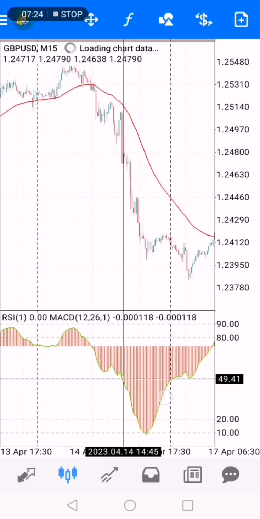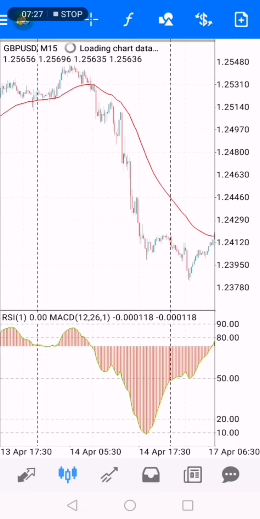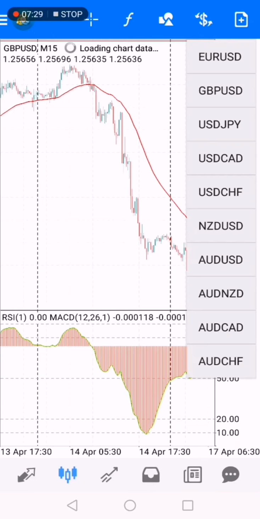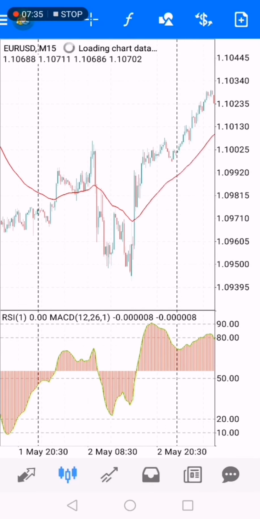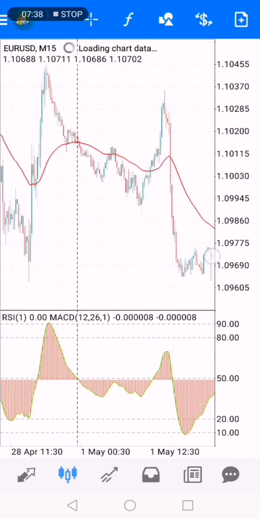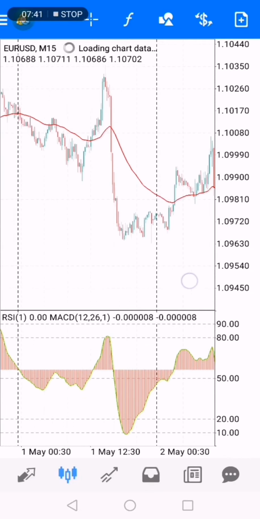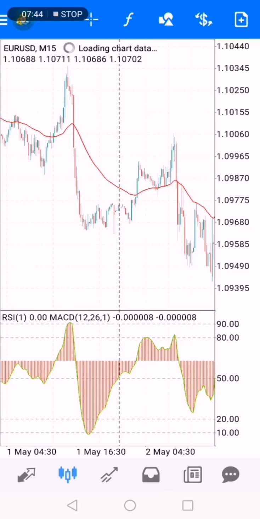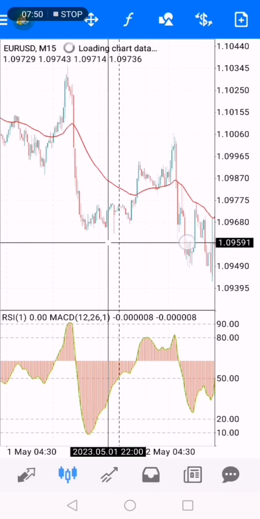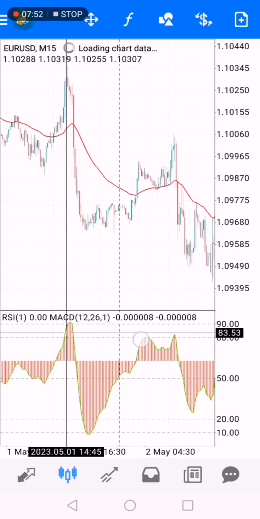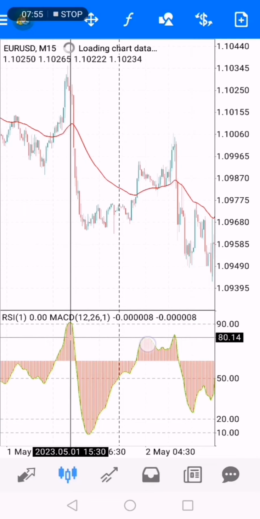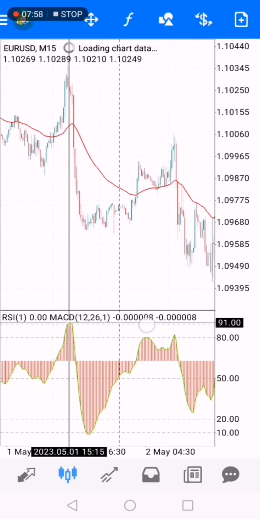Now we're going to see, this is Great Britain Pound USD. Let's back test on Euro USD. So this is our Euro USD, and we want to test for probably sell setups, because I think we've back tested just a few sell setups. As you can see here, our MACD was within the range 80 to 90, representing that the market is overbought. So this is the first confirmation.